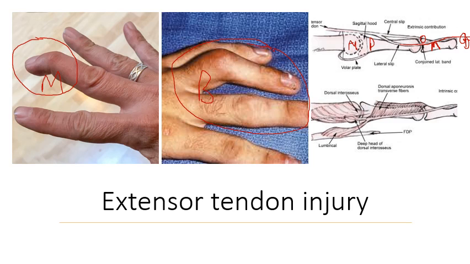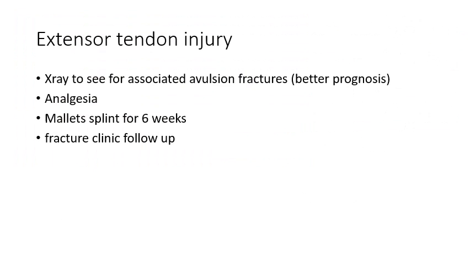So what you're going to do is take an X-ray to see if associated avulsion fractures are there. If there is an associated avulsion fracture, that is good for the patient because they have a better prognosis. But if there is no avulsion fracture, the prognosis is a little worse.